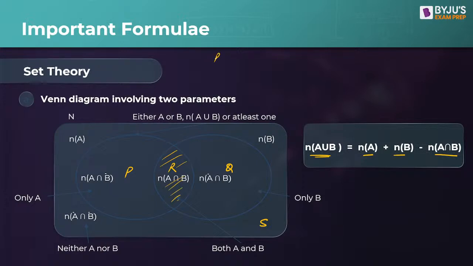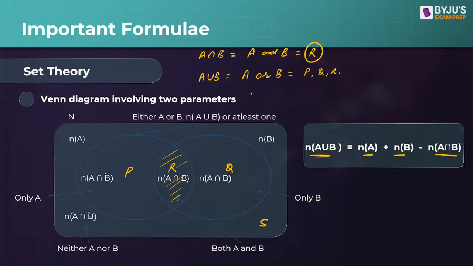If I have to write the common portion, it is A intersection B. These are the two parameters, A and B. A intersection B, in simple English, is called A and B, so that will be the region R. Similarly, if I want to calculate A union B, that will be the combination of all three regions P, Q, and R. In simple English, it may be denoted as A or B. So A union B means A or B, and the three regions P, Q, and R will be included in that.